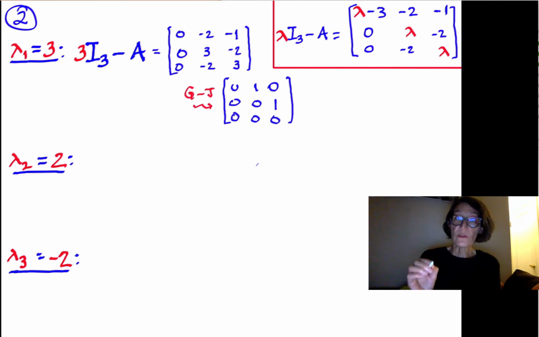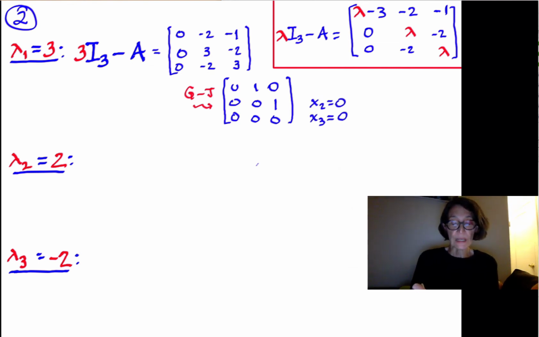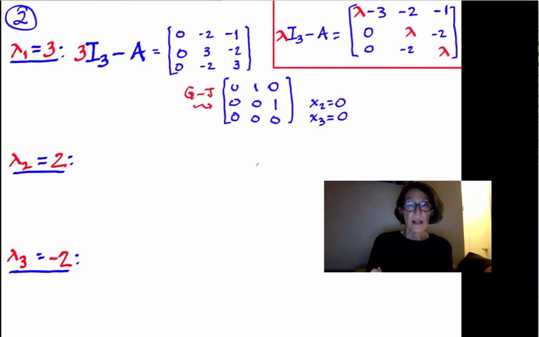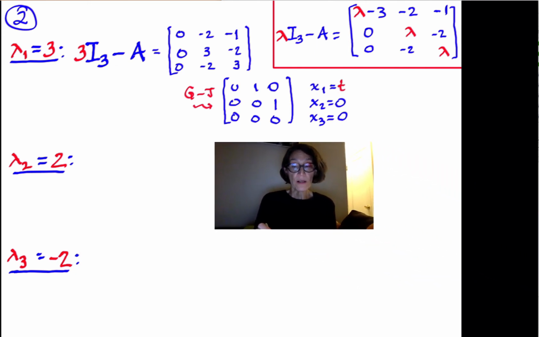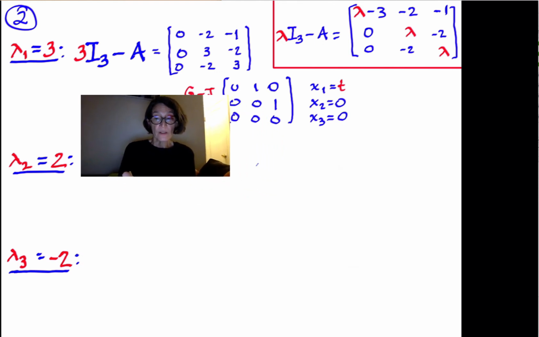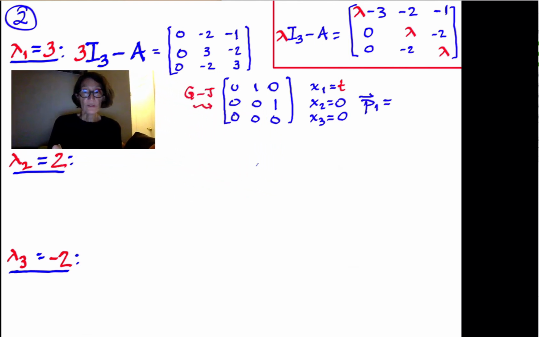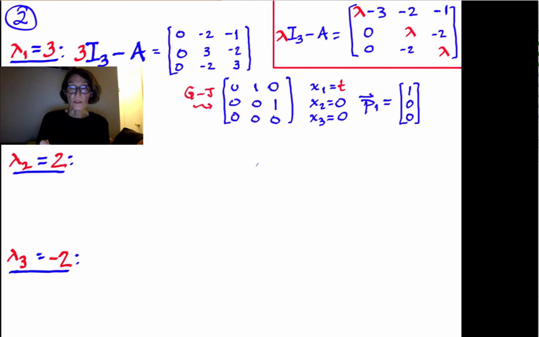Remember, we're looking for the null space of this 3 by 3 matrix, 3I3 minus A. So using the top row, we get x2 equals 0. The second row, we get x3 equals 0. And that means that x1 is our free variable. So we get the eigenvector, P1, which is just 1, 0, 0.